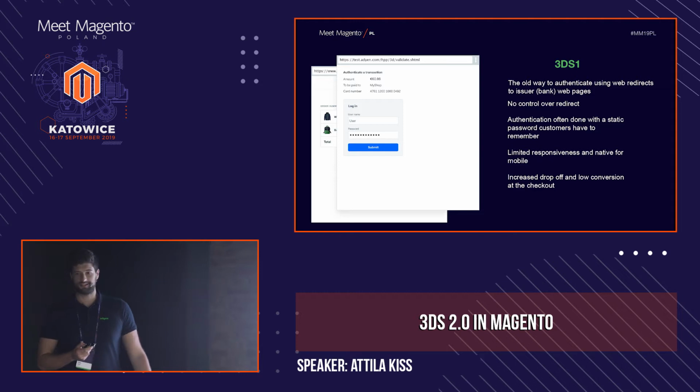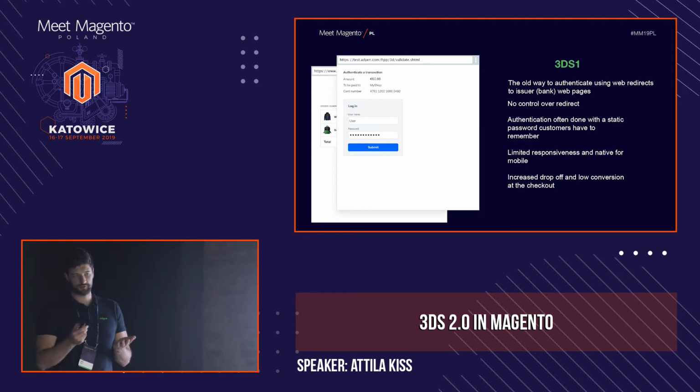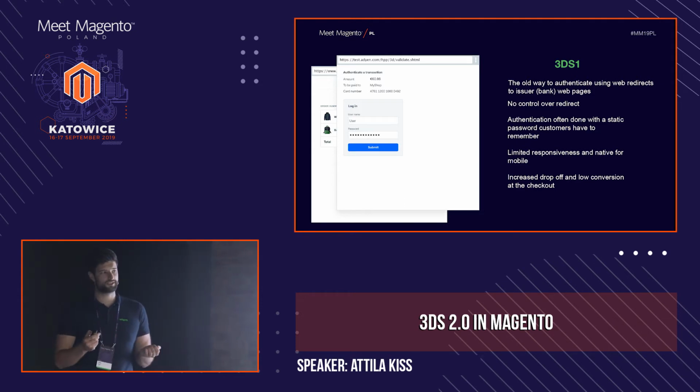3DS1 is the old way to authenticate using web redirects to the issuer banks, which means that whenever the customer does the payment, and they enable the 3DS1 integration, and also the merchant enables it, then the customer is going to be redirected to the issuer bank. They have to do the authentication process, which is usually a static password and username check, and then they are going to be redirected back to the merchant's website. So basically it breaks the whole user experience, the whole user flow for the checkout.